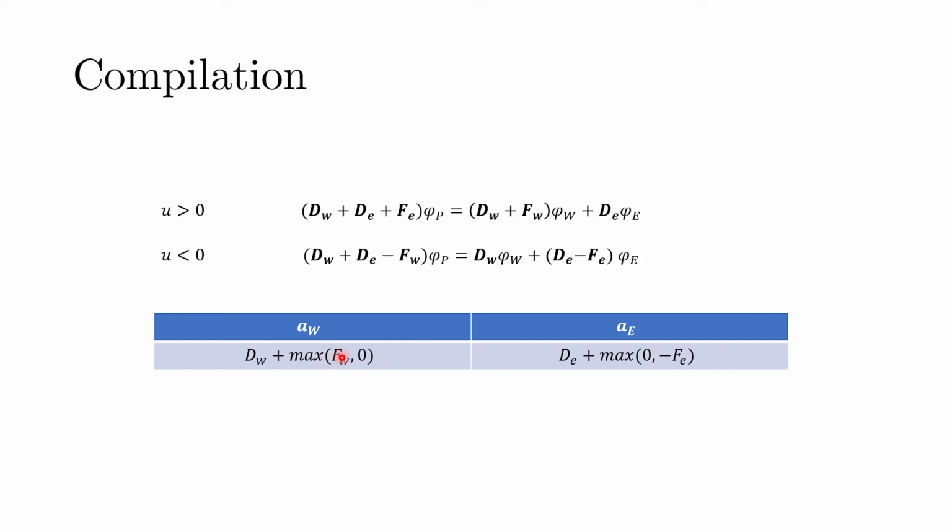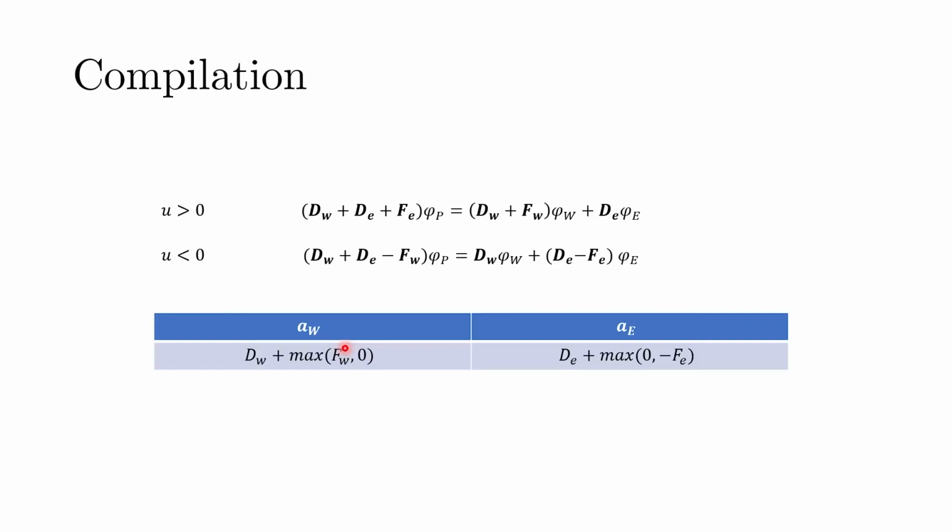So let us imagine if U is greater than 0. Then FW is rho into UW. Because rho is always a positive quantity and UW is a positive quantity, therefore FW is greater than 0. And this whole term, that is maximum of FW comma 0, simply reduces to FW and we recover this dW plus FW. I hope that makes sense.